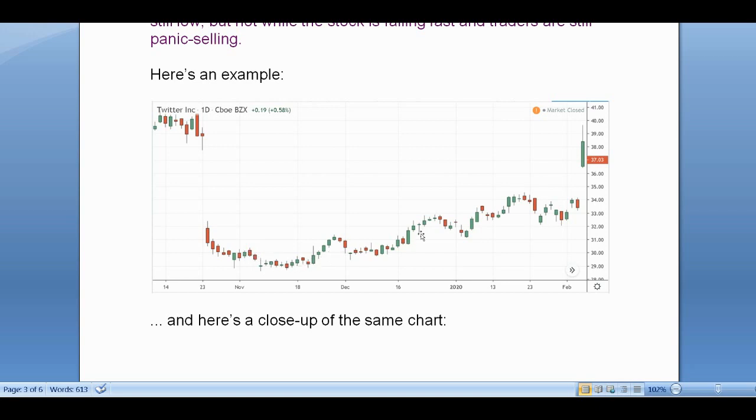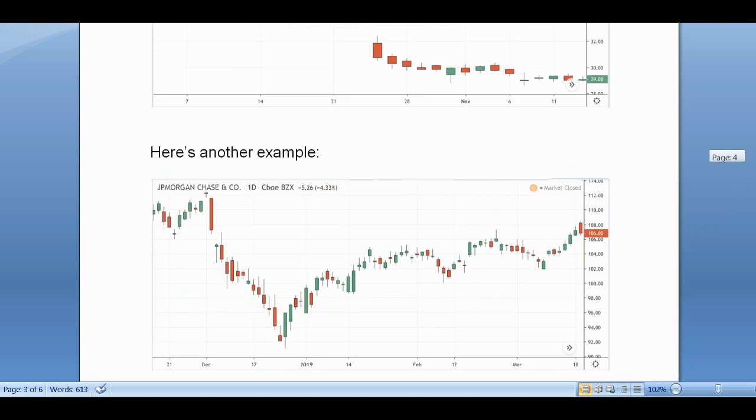And then it chopped around, but it did go up quite nicely. I'm not saying it always happens like this. This does not happen 100% of the time. But at least that would have been better than catching a falling knife, like buying here and then having it just keep going down for the next few days. So the idea is to avoid that. All right. Let me show you another example.